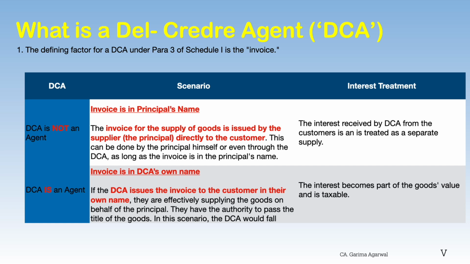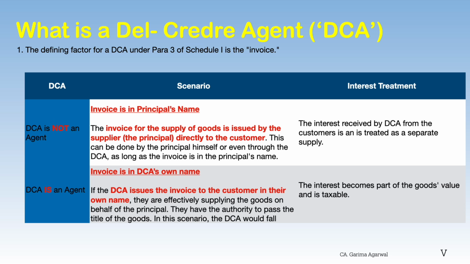Now here's another common question. A DCA often extends short-term loans to the buyers or pays the principal upfront and then recovers the amount with some interest from the buyer. The question is, does this interest form part of the value of the goods supplied? Again, the answer depends on whether the DCA is considered as an agent under Para 3 or not.